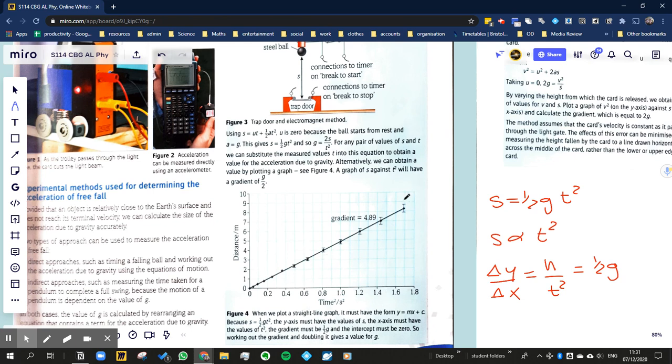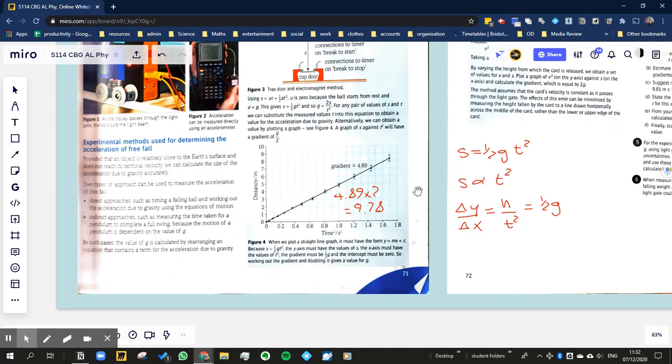Okay, so 4.89 it says there. Well, let's see, what does 4.89 times 2 give us? Okay, so when we multiply that, we get 9.78. So very close to 9.81. You could go on to work out the error, the percentage error of that, the absolute error and the percentage error of that. We know that we can look up on the internet the official accepted value for g, and how close are we, and so on.